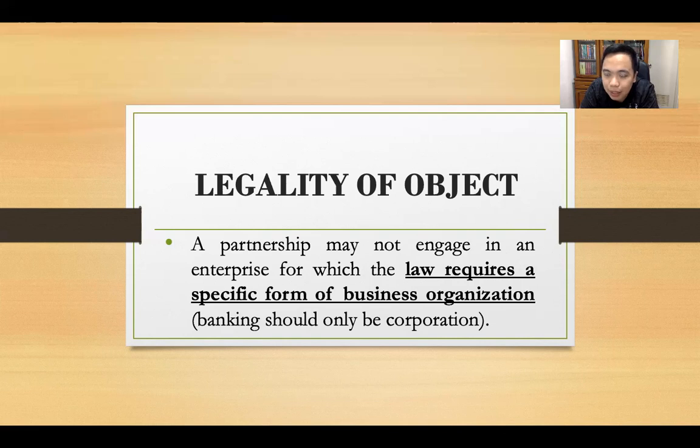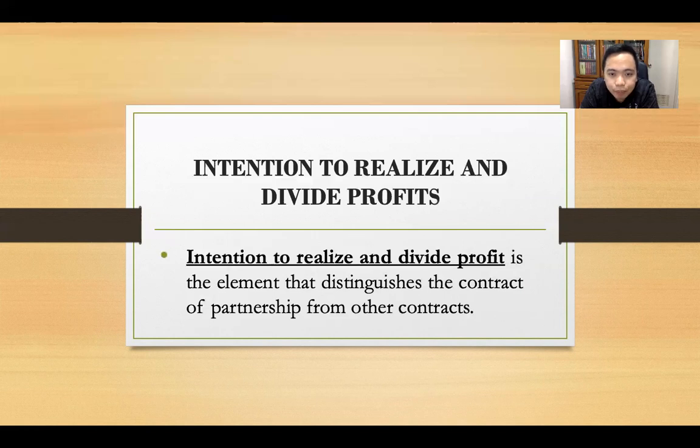Actually, class, if you will be technical about it, the Philippine Cooperative Code of 2008 likewise allows a cooperative to engage into the banking business as long as license or permit has been issued by the BSP. Okay. Now, class, the most important feature of a partnership is the intention to realize and divide the profits. This feature is what distinguishes a contract of partnership with other contract. No, nag-contribute ka ng money, property, or industry, no, and then mag-e-engage yung partnership into a business transaction, and whatever yield or profit the partnership makes, no, will be divided between and among the partners. This is the essential feature of the partnership which makes it different from other contracts.